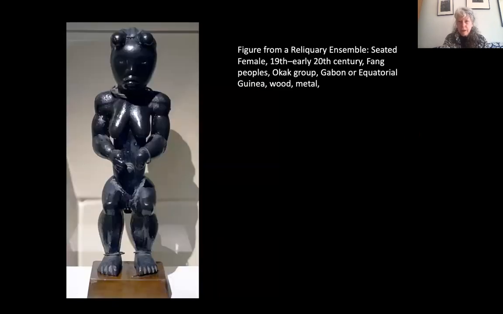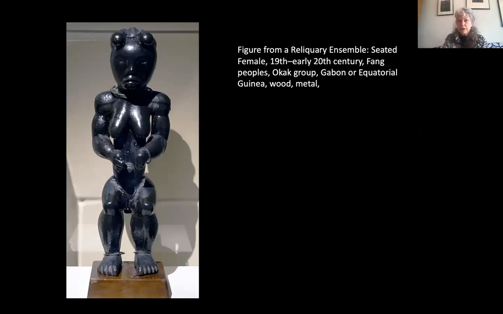Okay. All right. So this word should be familiar to you, reliquary, because we talked about European reliquaries, that is boxes that contain the relics of saints and so on. So this is a figure that's part of a reliquary that held the bones of an ancestor.